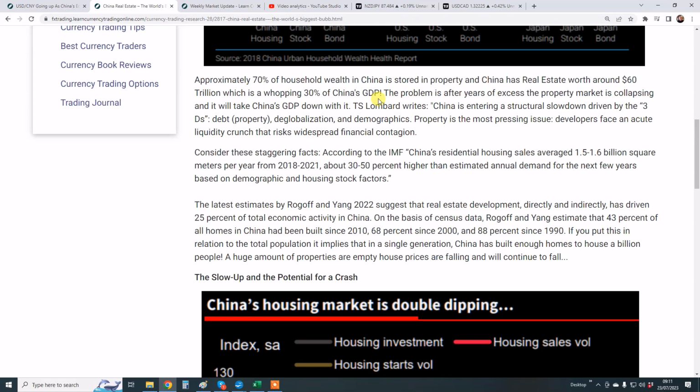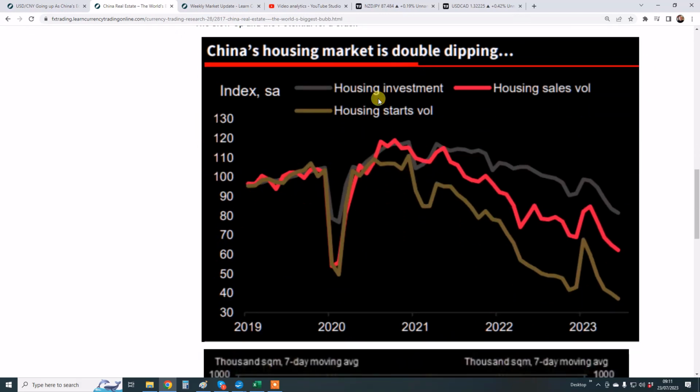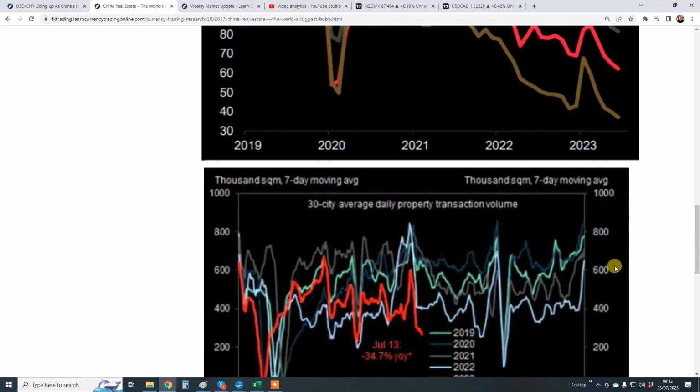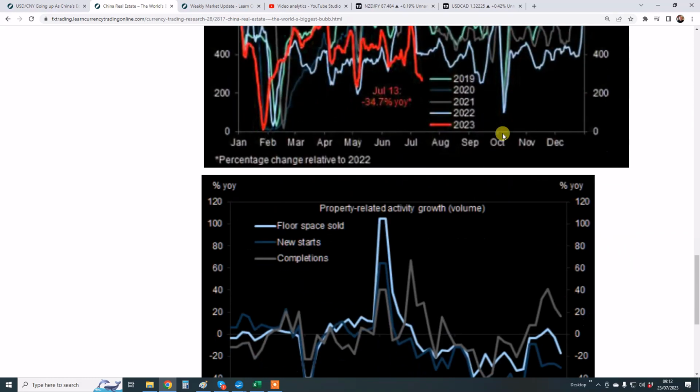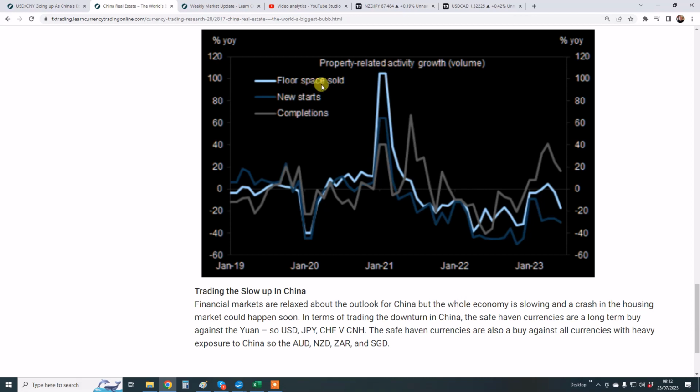That now is not happening, and you've just got a housing market that basically is going down. Housing investment, housing sales, housing starts in 2023. You had that little brief move up there, but we're really going a lot lower. Okay, this is transaction volume in 2023. You can see transaction volume down. Previous years 2019 to 2022, we were quite strongly up. Property related activity growth, floor space sold, new starts, completions, all down.